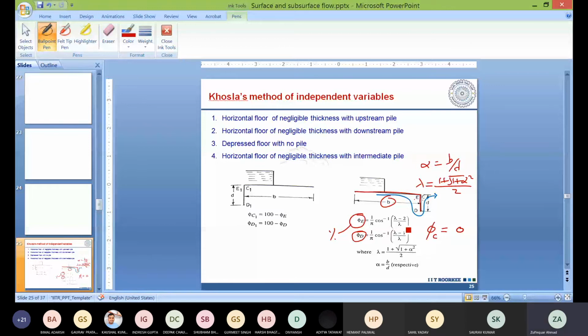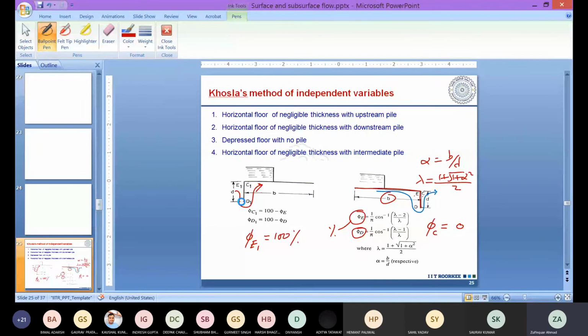And then phi C1 is 100 minus phi E, and phi D1 is 100 minus phi D. So for getting this E1 and D1, we have to compute this one first, and then we have to get it, right? It is clear? Means that the flow is in this direction, and then we are getting this one. So whatever the potential that we are getting there, if you take 100 minus that, we'll get the phi C1 and phi D1. Okay.